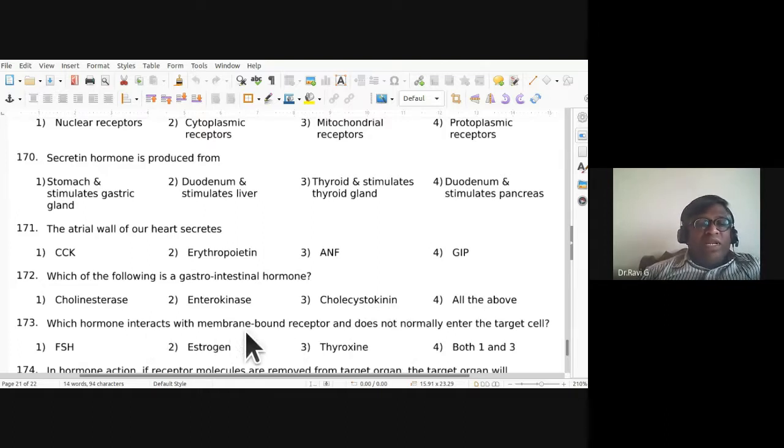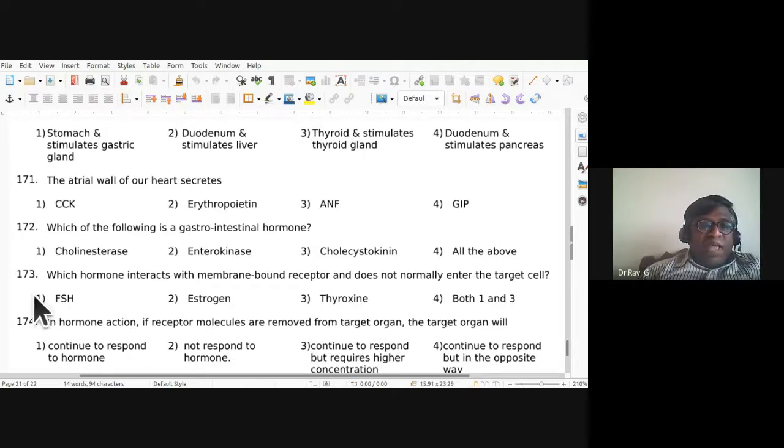Which hormone interacts with membrane bound receptor and does not normally enter the target cell? So it interacts with membrane bound receptor and does not normally enter the target cell. So FSH, follicle stimulating hormone, interacts with membrane bound receptor and does not enter the target cell. So answer is follicle stimulating hormone.